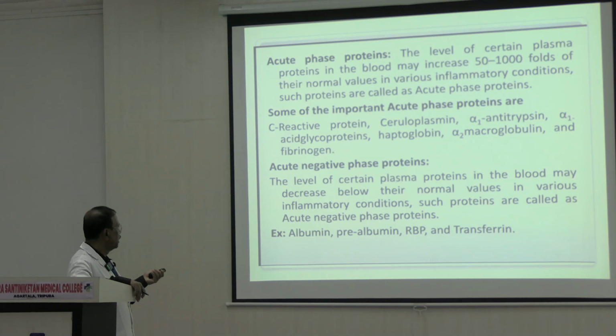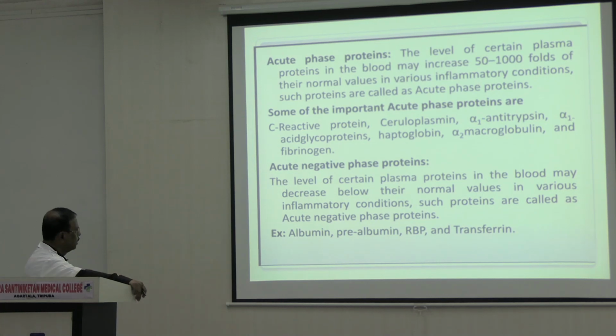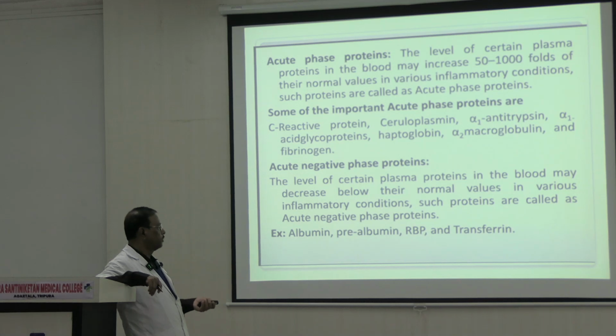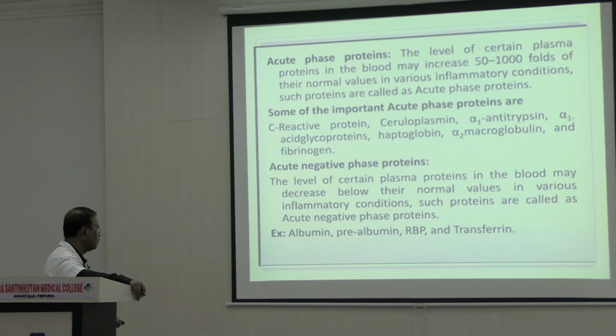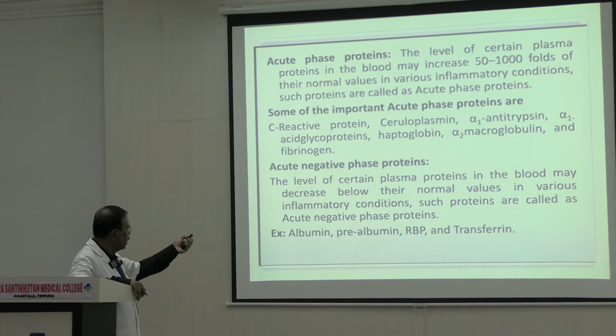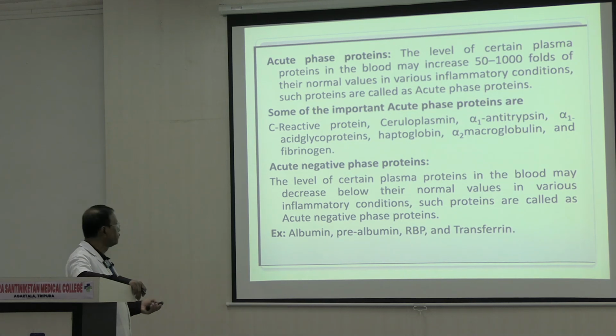Acute negative phase proteins: the level of certain plasma proteins in the blood may decrease below their normal value in various inflammatory conditions. Such proteins are also called acute negative phase proteins: albumin, pre-albumin, retinol binding protein, transferrin. The more the inflammation, the more the value will decrease.